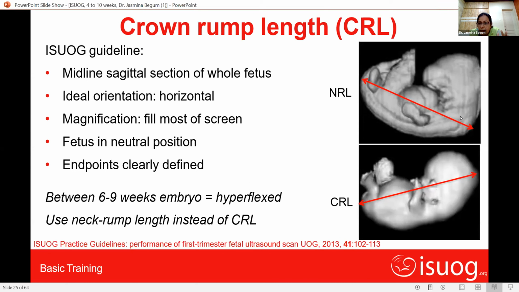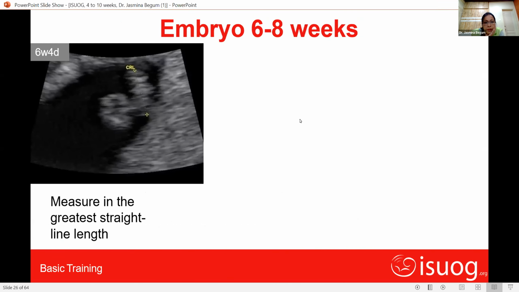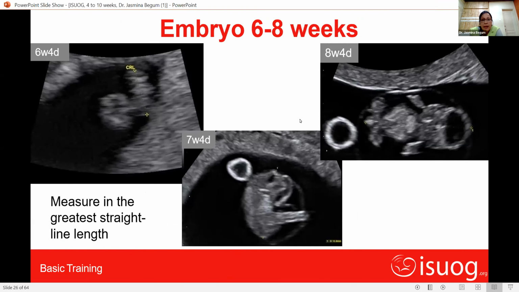And in neck rump length, it is taken from the neck to the rump between 6 to 9 weeks. So these are a few images between 6 to 8 weeks, that is the early period, where we have to take the neck rump length. We are taking the greatest straight length of the embryo, that is the neck rump length. And this is 6 weeks, 4 days pregnancy, where we have to take the NRL. This is also before 9 weeks. So NRL is taken in these images.